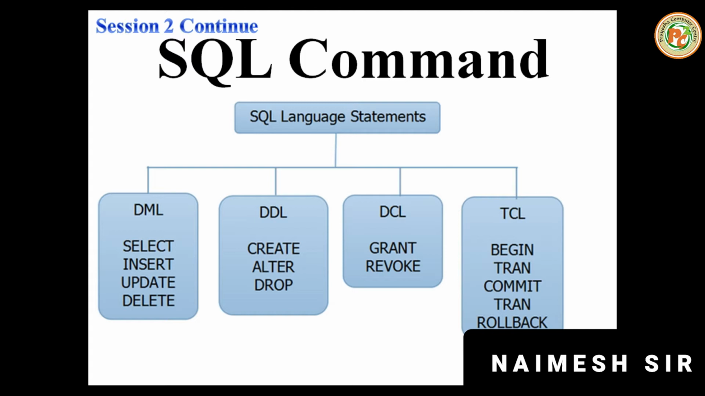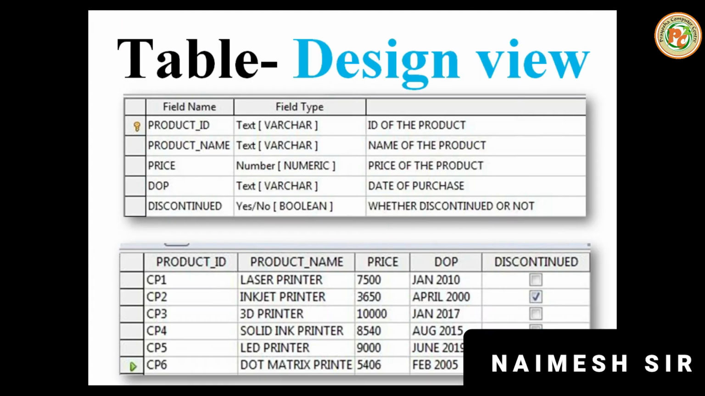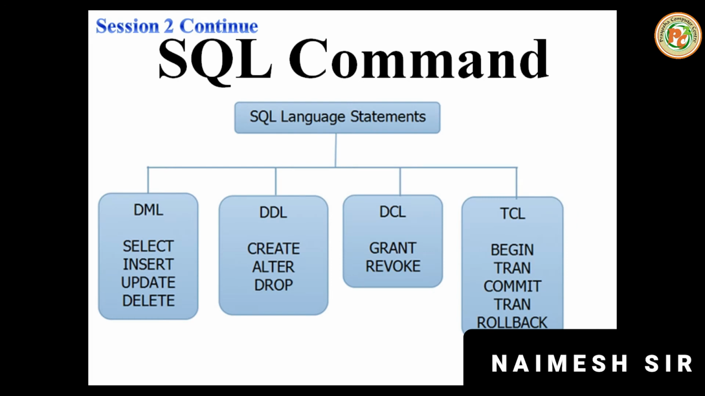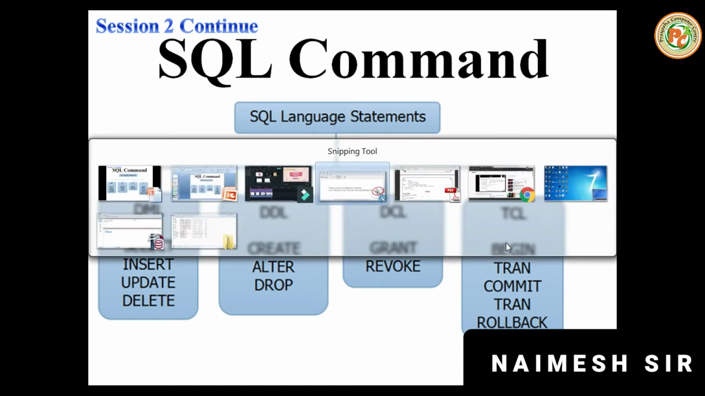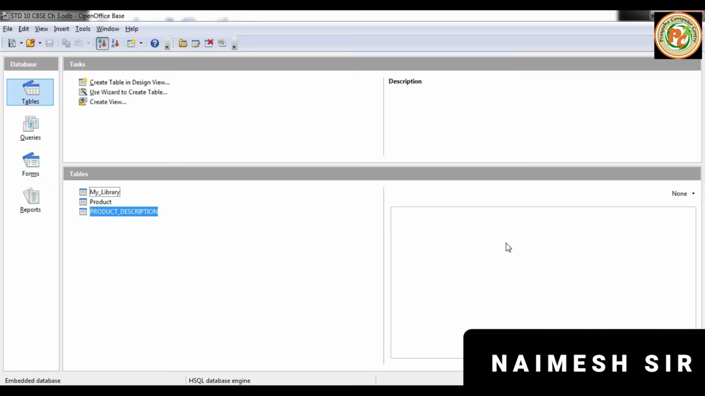In the previous lecture we also learned how to create a table, but in two ways: the design view and the wizard view. Now we are going to learn how to create a table using the SQL commands. For this we are going to start the Impress software first. I have already opened that software, and we have created that product description command also, right?